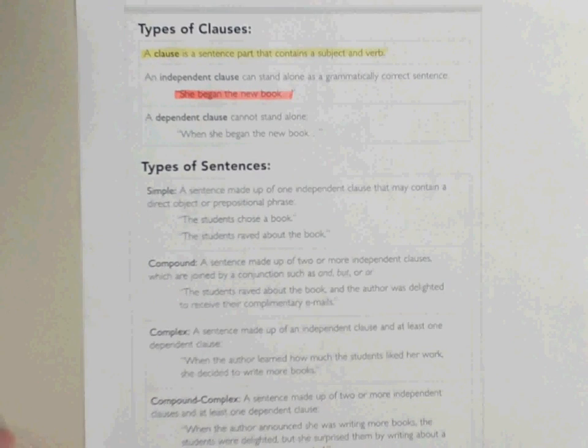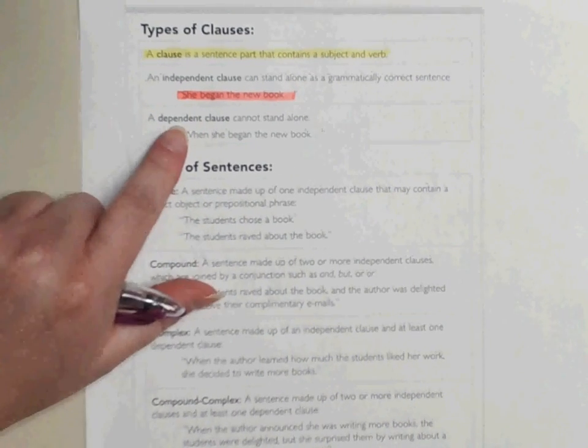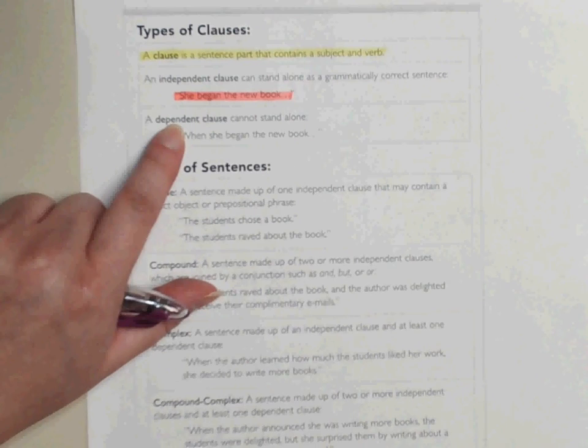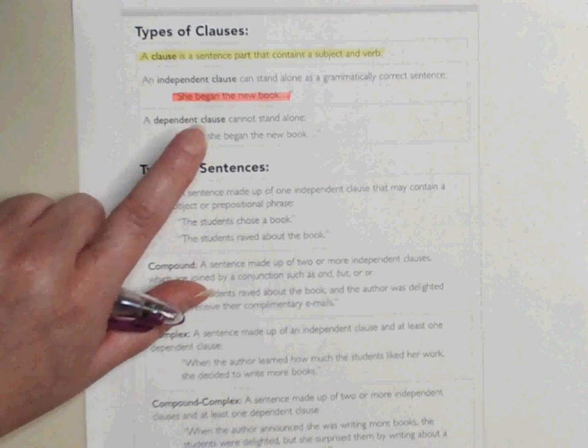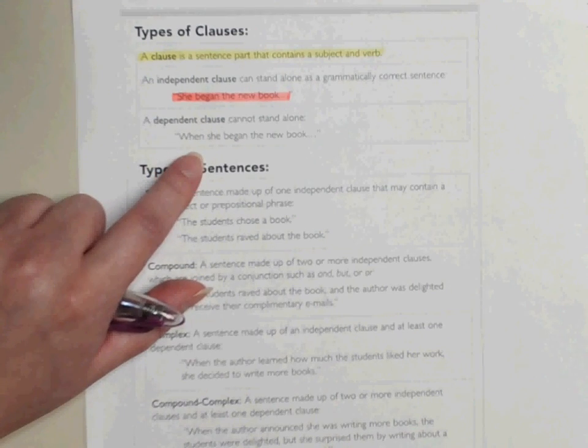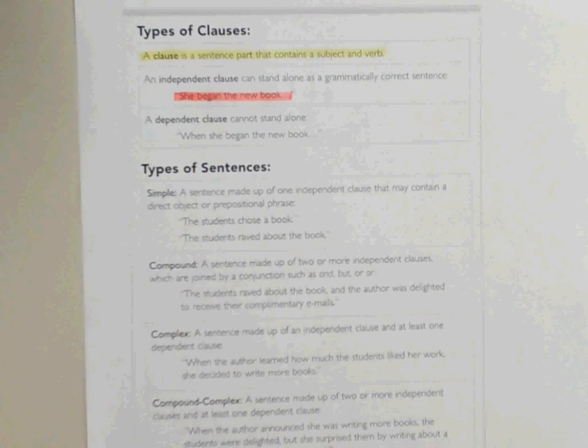Okay. A dependent clause. Dependent means what? It relies on something else. So as much as you don't want to admit it, probably most of you are dependent on your parents right now to give you food and clothing and shelter. Okay, you're dependent, right? So dependent, it has to have something else in order to survive.